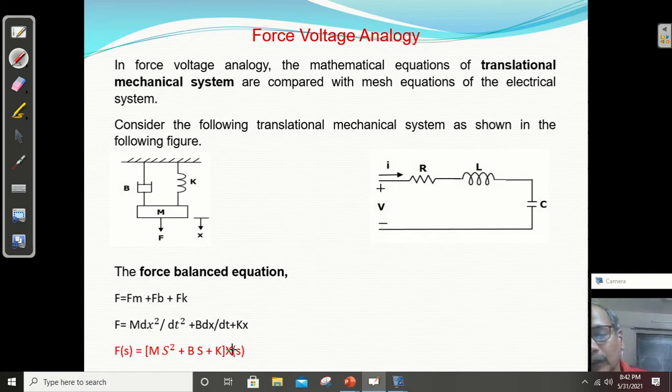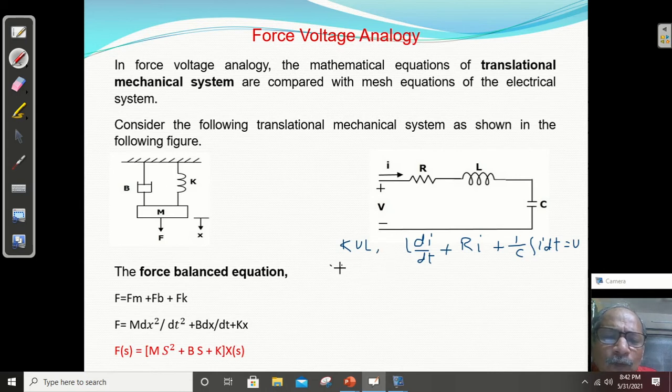Now, consider an RLC series circuit. We are applying the voltage V, so current will flow. If we apply Kirchhoff's voltage law, in case of an inductor the voltage equals L di by dt. In case of resistance, it is R into I. In case of a capacitor, it is 1 upon C integration of I dt. This is Kirchhoff's voltage law, equal to V.